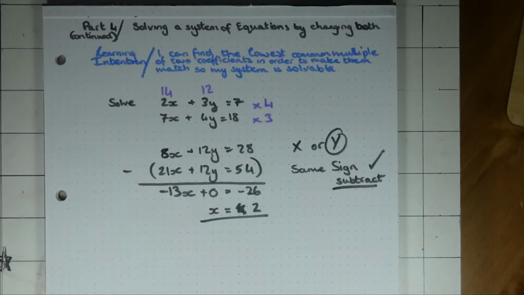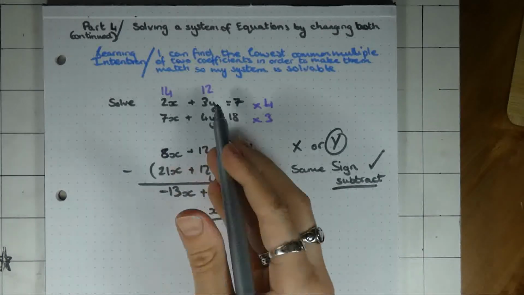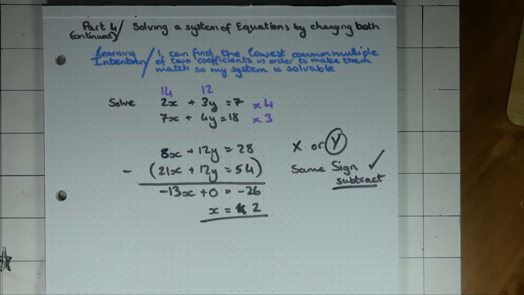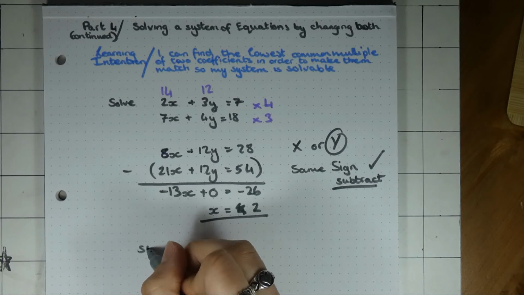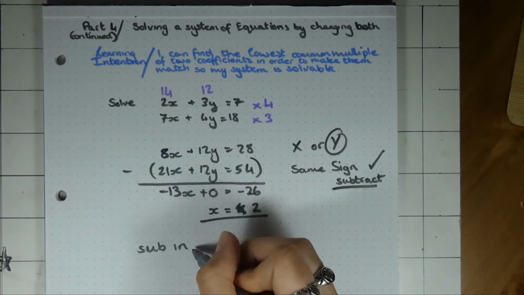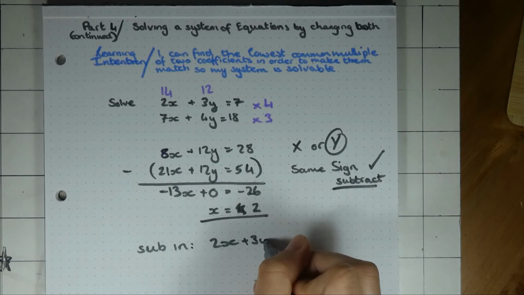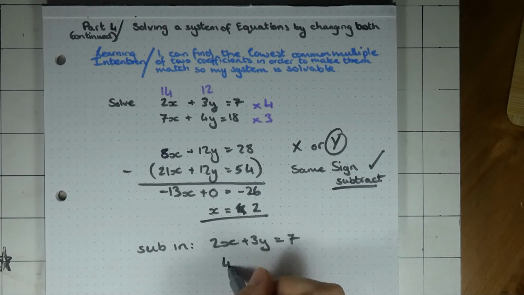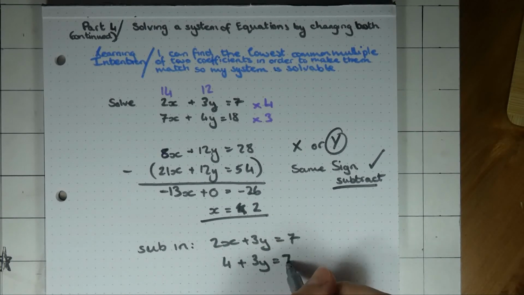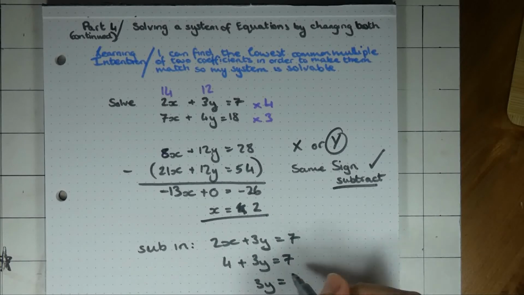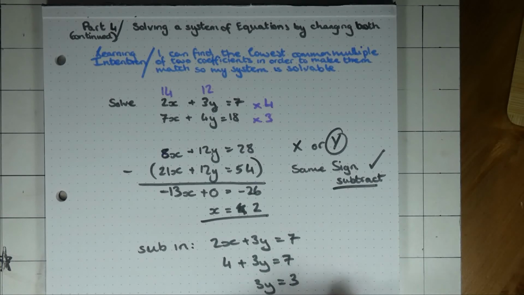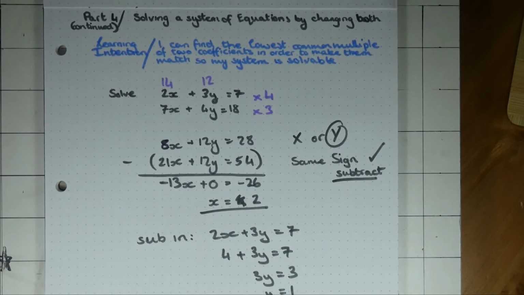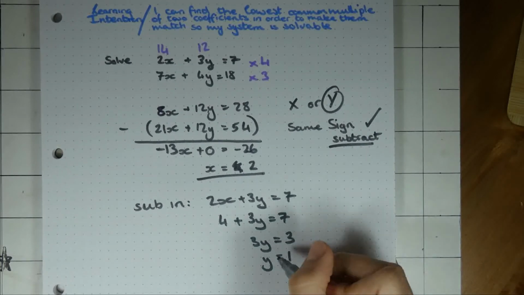We look at y next. So we have either of these equations. Again, we can go back to our original equations. We don't have to do these ones where they're blown up. We can just sub in, and write down your equations so you don't get yourself confused. Sub in to 2x plus 3y equals 7. So we have 2 times 2, 4, plus 3y equals 7. 3y, the 4 comes across, so it's 7 take away 4 equals 3. y equals 1.